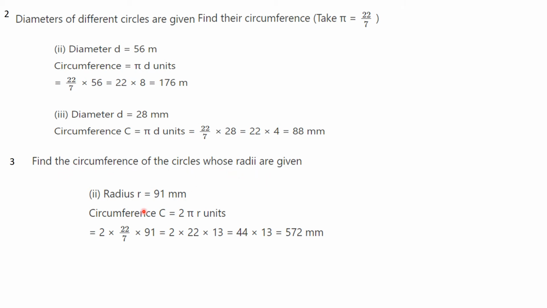Already we have seen one sum. This is the second sum. Radius r equal to 91 millimeter. C equal to 2 pi r units. 2 into 22 by 7 into 91. 7 ones are 7, 91 you cancel it by 7, remaining 13. 7 13s are 91. So 2 into 22 into 13, that is 44 into 13 equal to 572 millimeter.